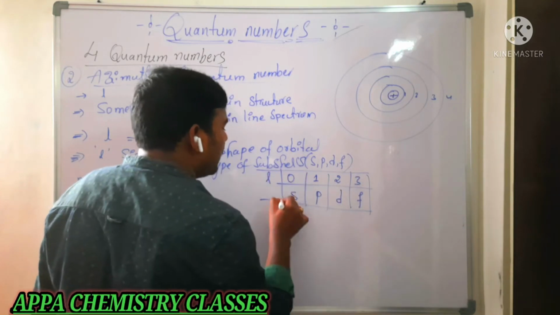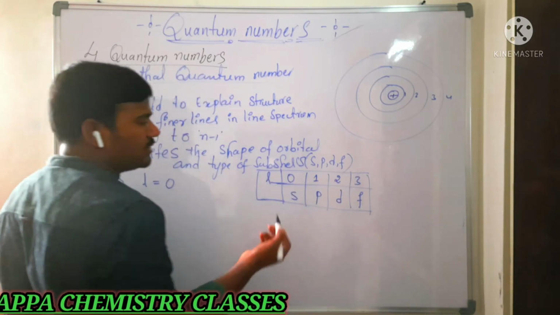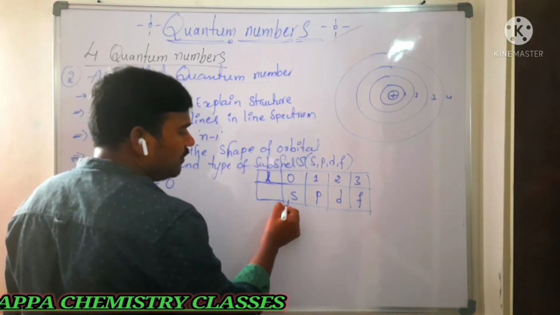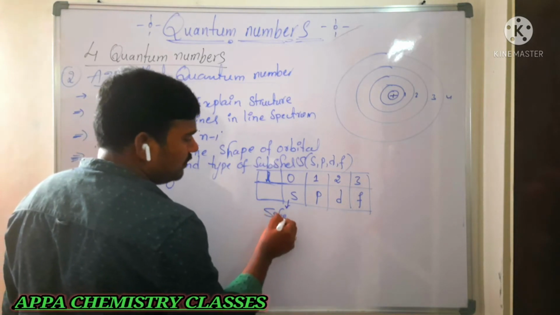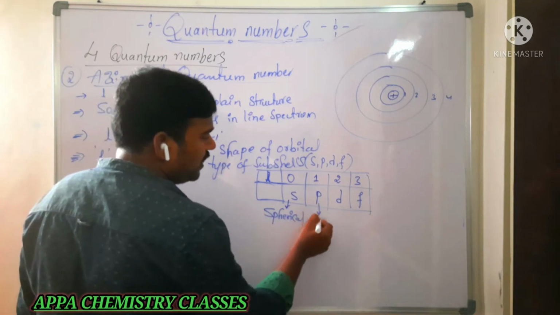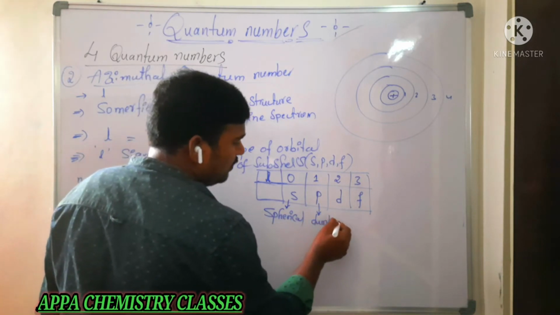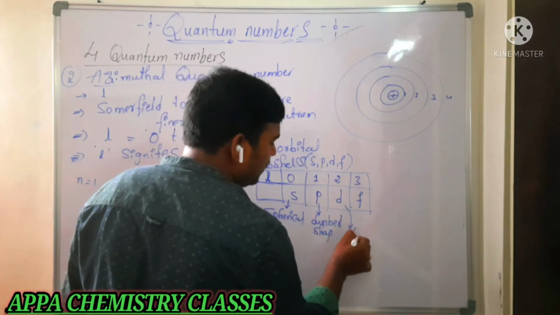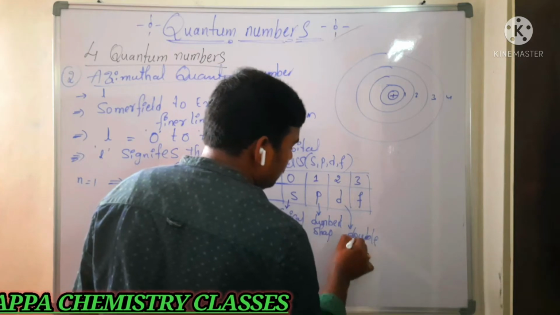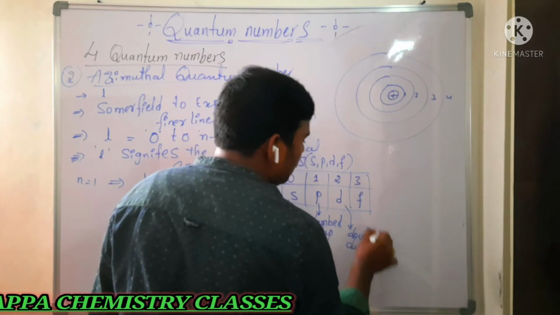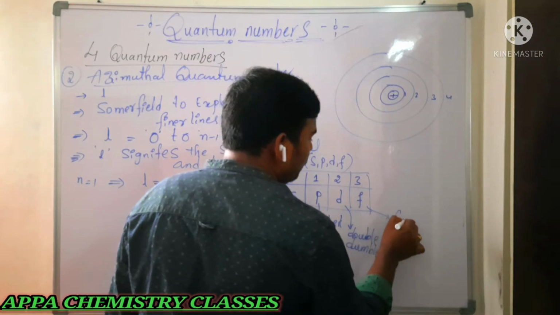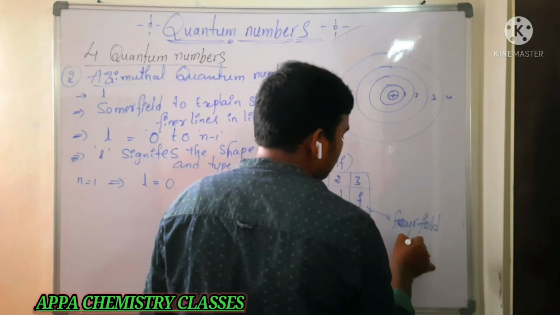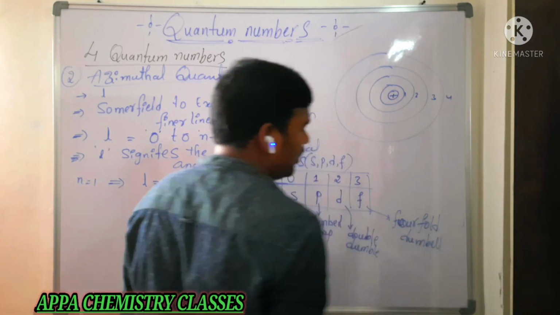So L signifies the shape of the orbital and the type of subcell which is present. If it is an S orbital, what is the shape? It will be spherical shape. P orbital is dumbbell shape. D orbital is double dumbbell. And F orbital is four-fold dumbbell, or bell shape, it is simply called.